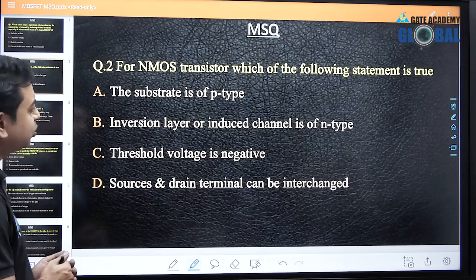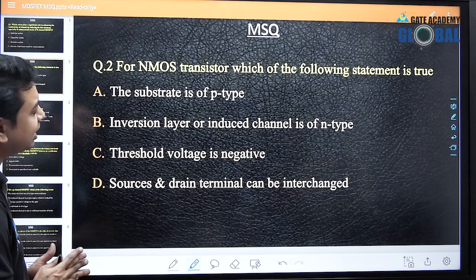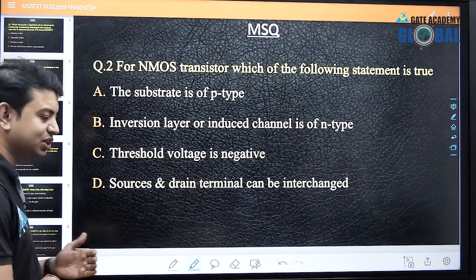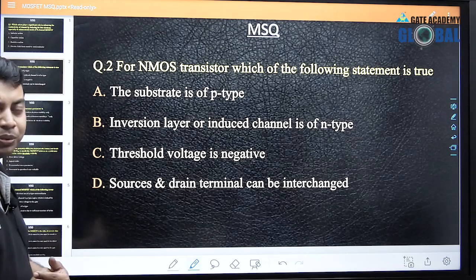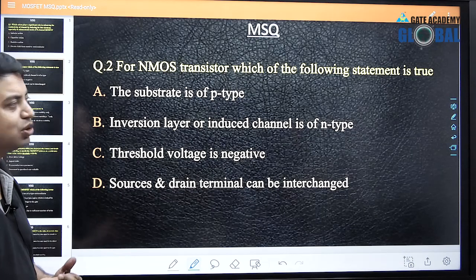And next is, the threshold voltage is negative. So if the question asks whether the threshold voltage is negative or positive, then we have to understand that depletion type and enhancement type MOSFET are two different types of MOSFET.